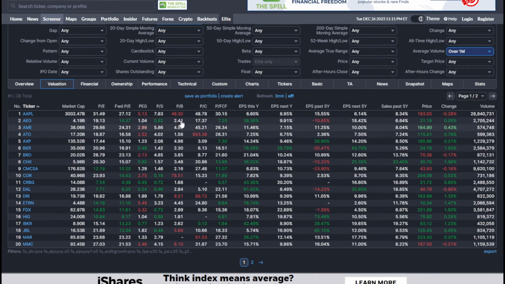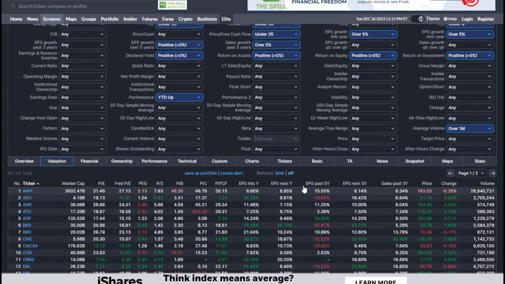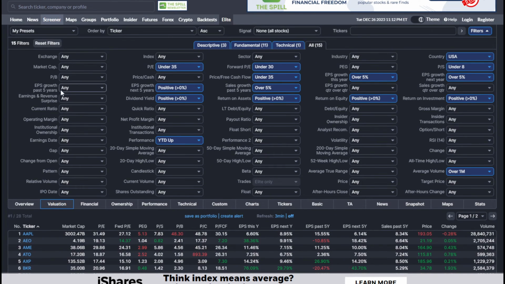One thing you can do is take a look at any negatives you have. Say, for instance, the earnings per share the past 5 years. Apple's here, positive with a 15%. You do have a few negatives here, which we can remove by making that positive. So earnings per share the past 5 years, right here.